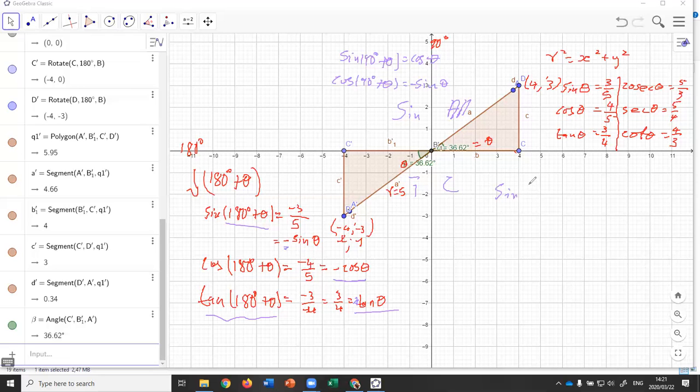As a summary, let's write that down. We just established that sine of 180 plus theta is minus sine theta. We established that cos of 180 plus theta is minus cos theta. The same thing here with tan of 180 plus theta is just tan theta. That's about it. Nothing fussy, nothing funny.